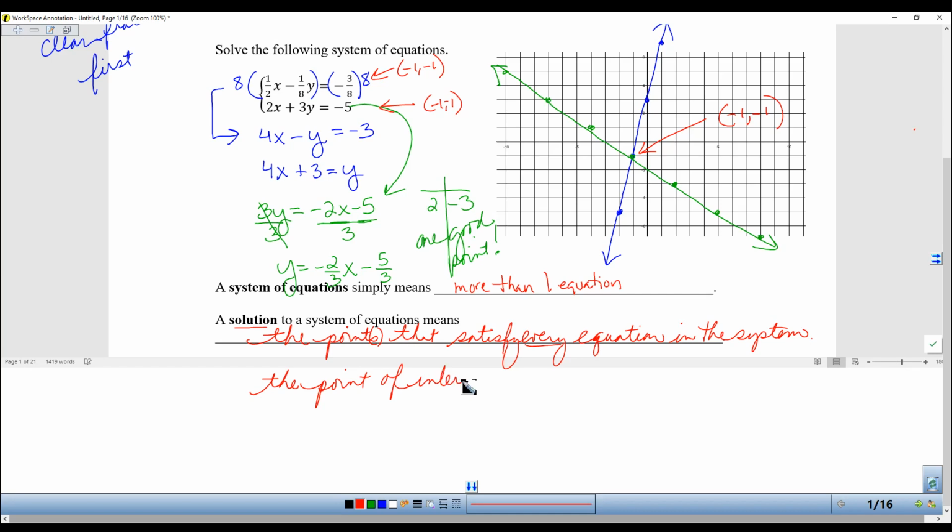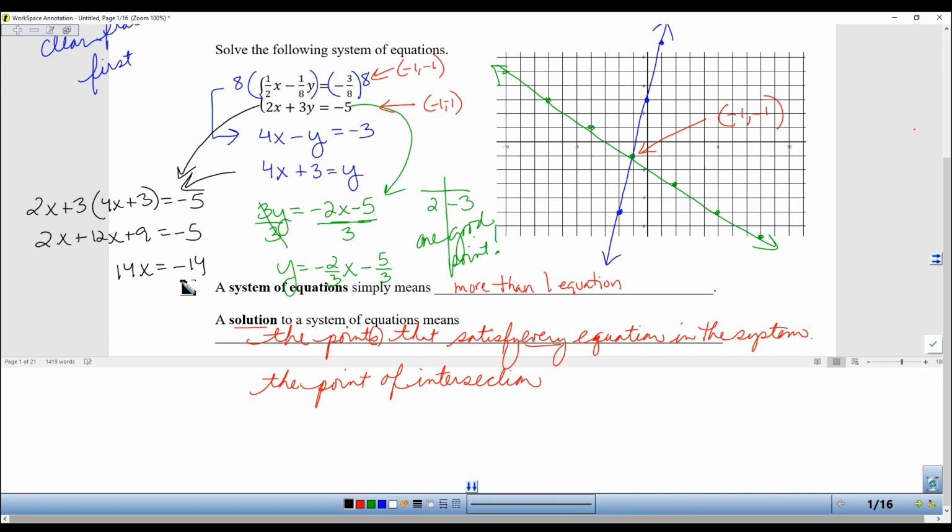So there's two ways to think about it, graphically and algebraically. So how would we have solved this problem algebraically if we didn't want to graph both lines? I actually would have started pretty much the same. I would have gotten this 4x plus 3 is equal to y, and then I could plug that in for y. So 2x plus 3 times 4x plus 3 is equal to -5. That would give me 2x plus 12x plus 9 is equal to -5. 14x is equal to -14. X is equal to -1. Plugging a -1 back into here, 4 times -1 is -4 plus 3 is also -1.